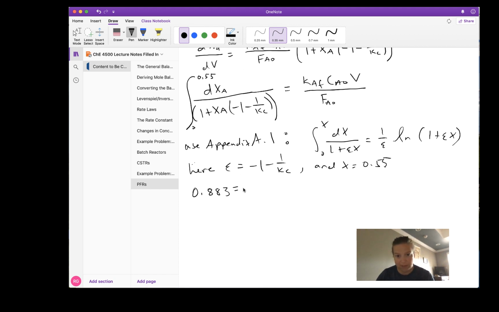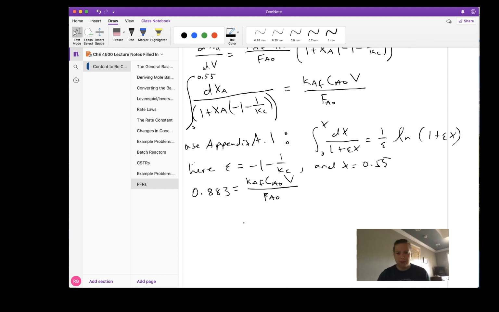So that means that it is going to be equal to my forward rate constant times my initial concentration times my volume divided by F_A0. I'm not given any of these quantities, so I don't know what any of them are specifically. I do know, however, that if I take them all together in this combination, then I get this value, 0.883. So now that's for my single PFR case.